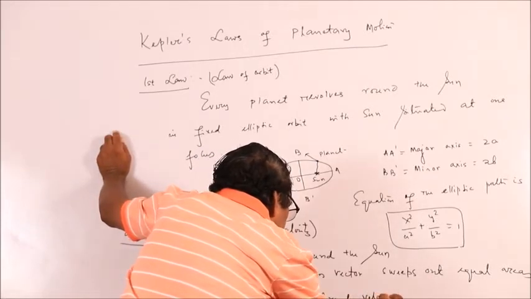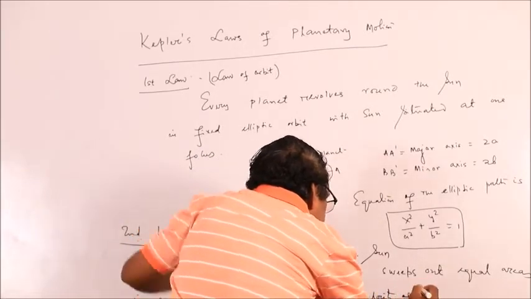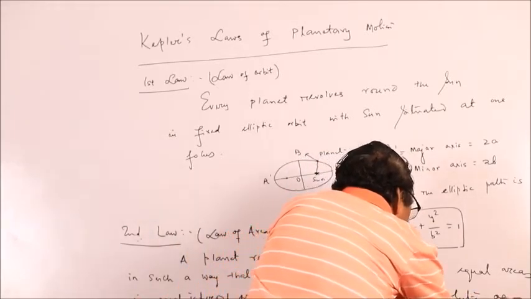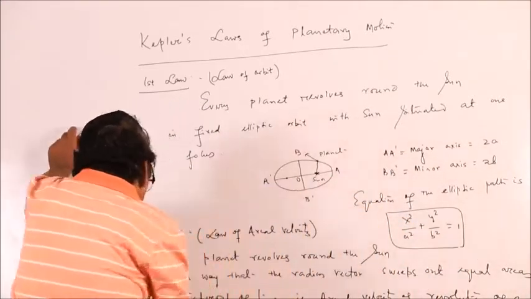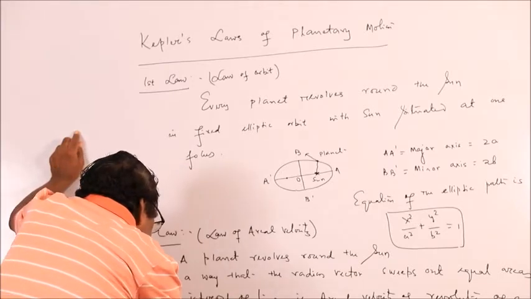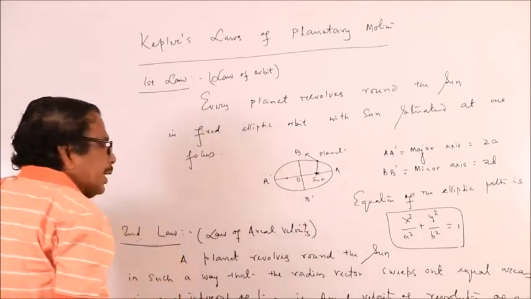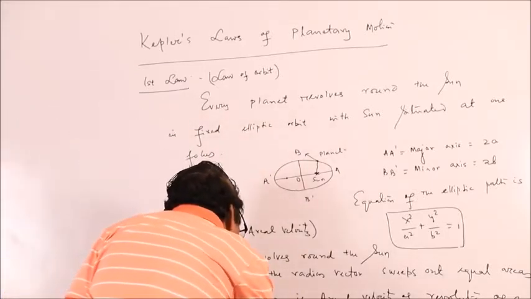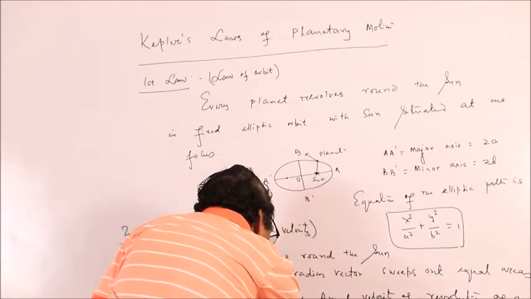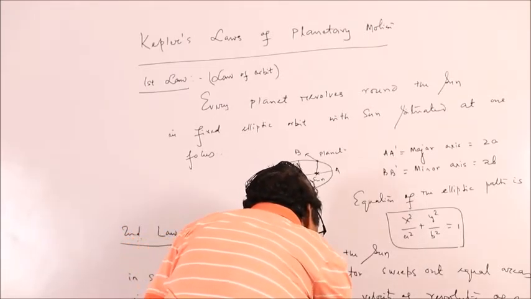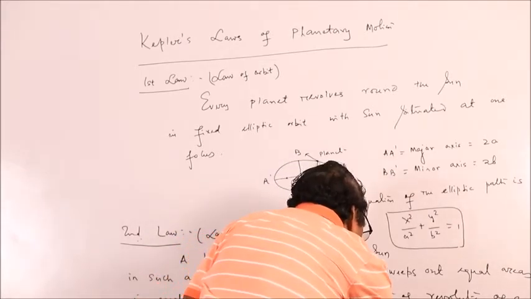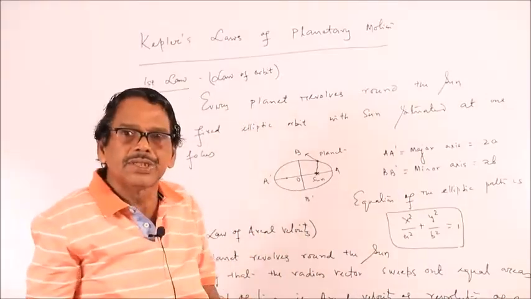Aerial velocity of revolution of a planet is a constant. Mathematically you can write it: dA by dt is constant for a planet. For different planets it is different, but for a planet it is a constant. dA by dt is a constant for a planet.